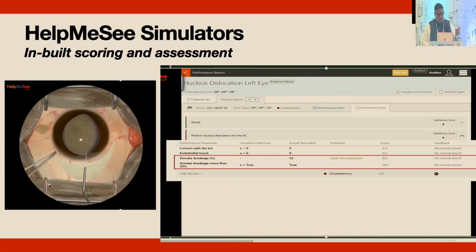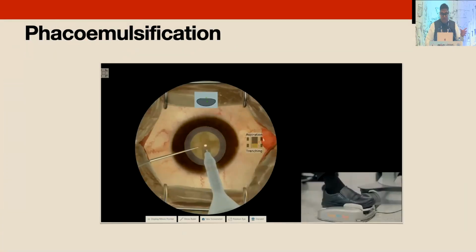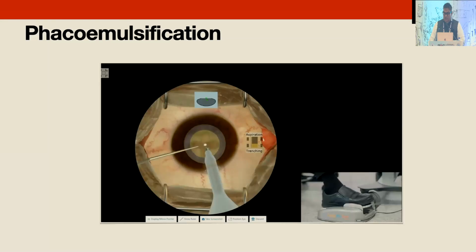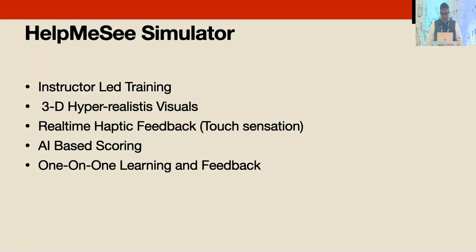I think we already went over this. Similarly, for phacoemulsification, this is trenching happening, and it has a foot pedal, so you also learn hand, eye, and foot coordination. You need to know exactly on which mode is irrigation, how do you go into aspiration, how do you change the power settings. And there is always an instructor who sits by you doing training, helping you train.